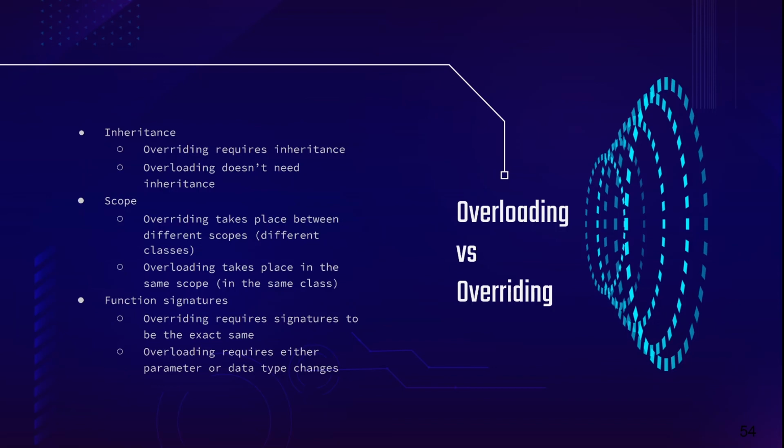So yeah, let's talk about this a little more. Inheritance: overriding requires inheritance, overloading does not. Scope: overriding takes place in different scopes, or straight up different classes. Overloading takes place within the same class, or the same scope. Function signatures: overriding requires signatures to be exactly the same. Overloading requires either a parameter or a data type change.